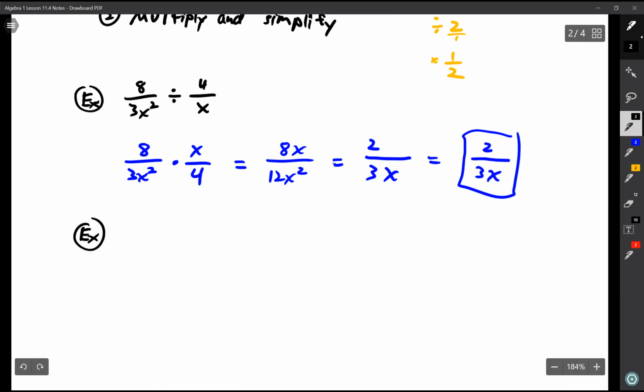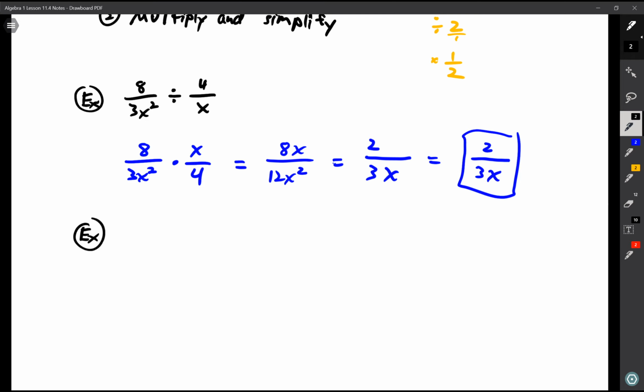This one is y squared plus 6y plus 5 over 6y plus 6 divided by y plus 5. Okay, so that's what you're given. Now here's what I recommend you view it as. This y plus 5, view it as a y plus 5 over 1. It's going to make the inverting easier to view.